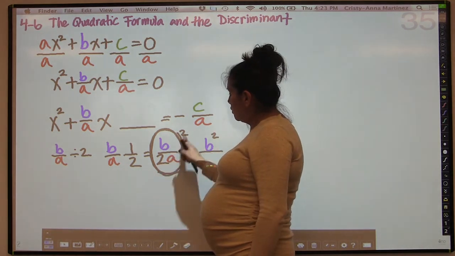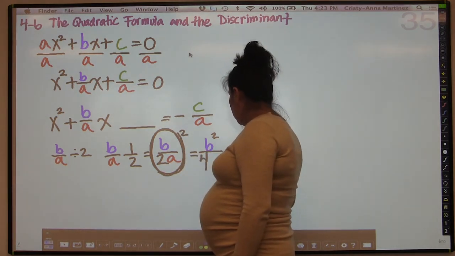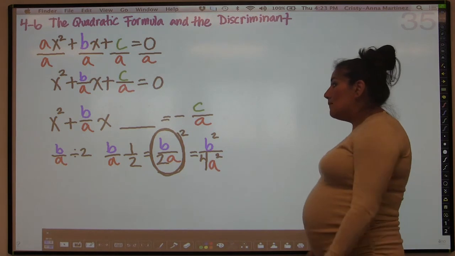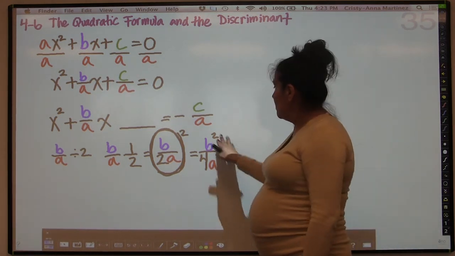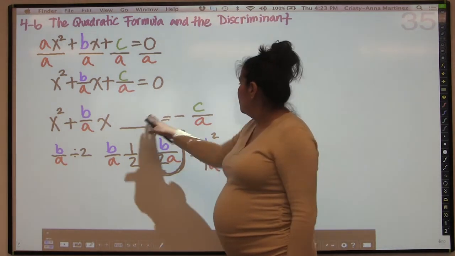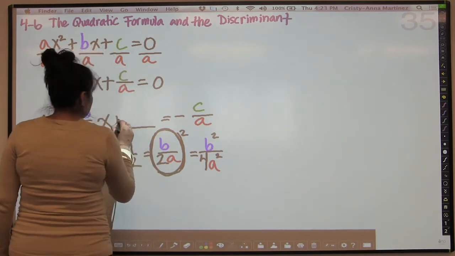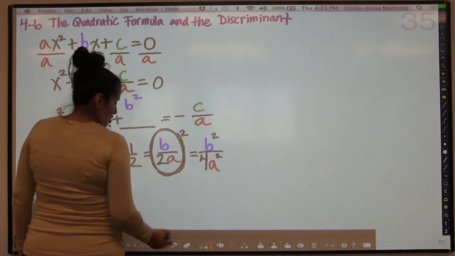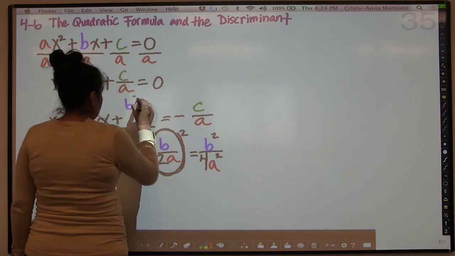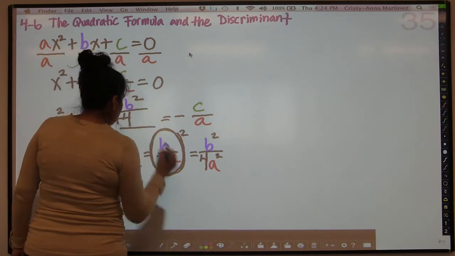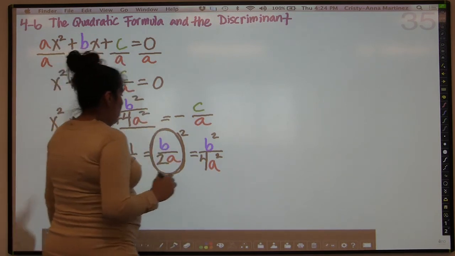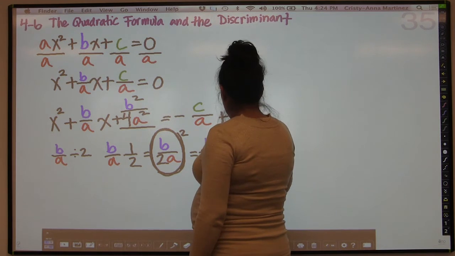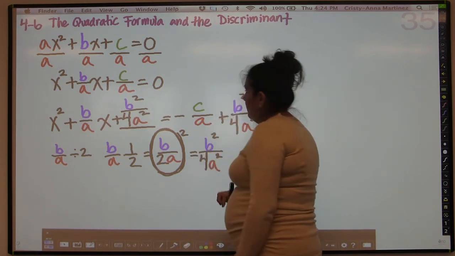Because we're squaring this, we're going to square the 2; 2 squared is 4, and then you're going to get a squared. So you get b squared over 4a squared after you square it. Okay? And if you remember, after we've done that, you're going to add this amount to both sides. So now we're going to put over here plus b squared divided by 4a squared onto both sides, plus b squared over 4a squared. So we're adding our results.